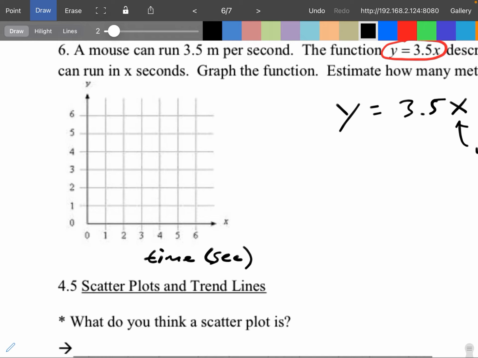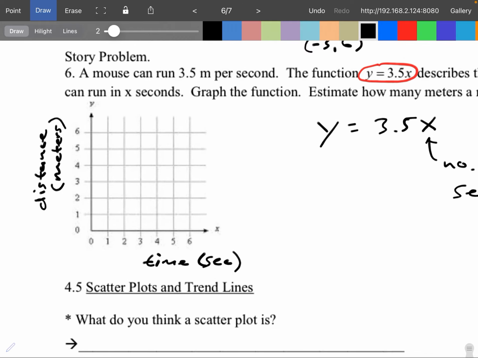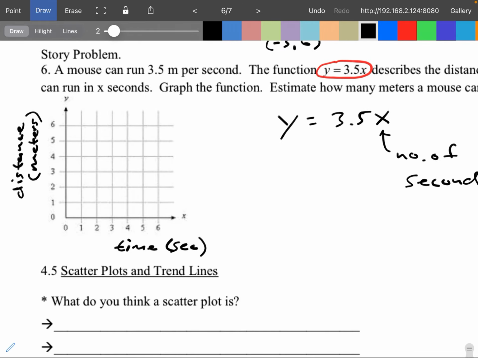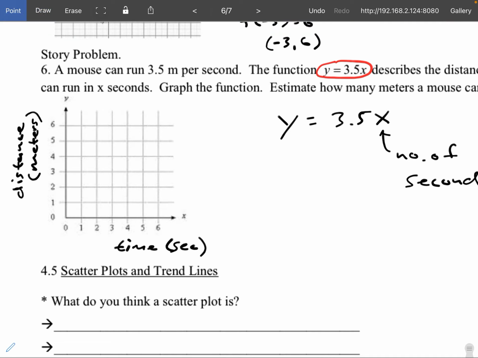All right, we probably want to zoom in on this graph and actually label what this stuff is. So on the x-axis here, this is the time, and that is in seconds. And then on the y-axis there, you have the distance. So this is the distance. And that is in meters.